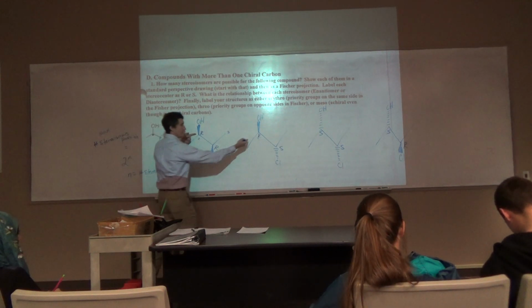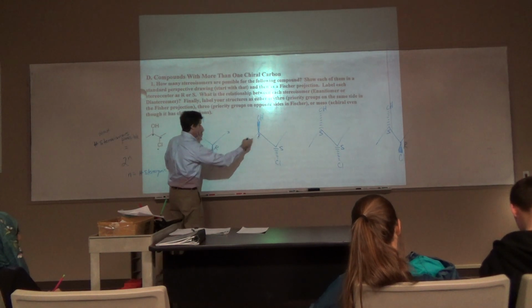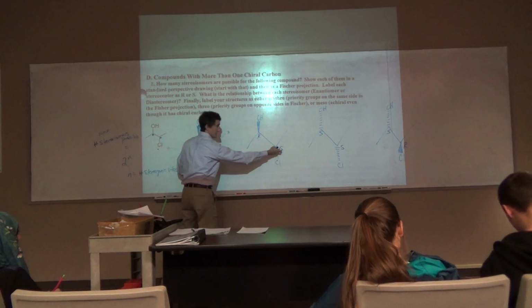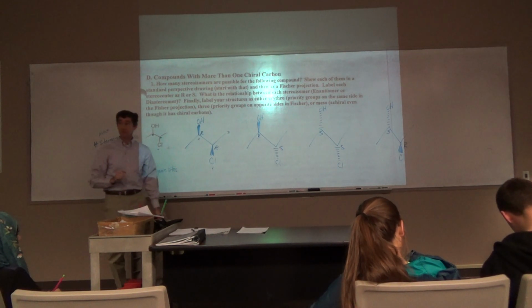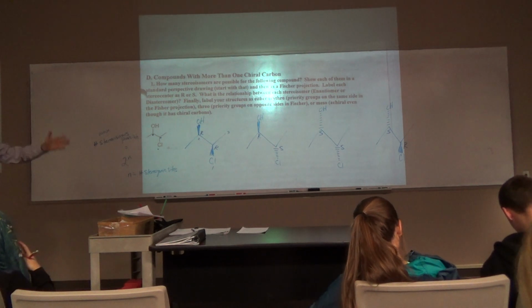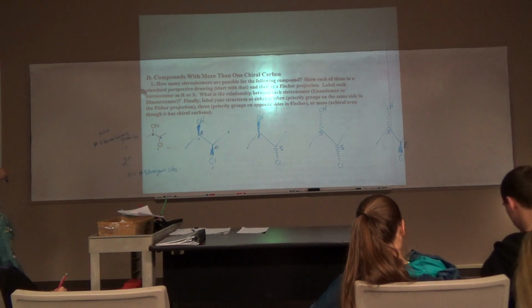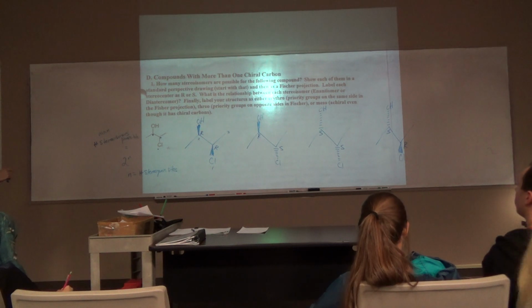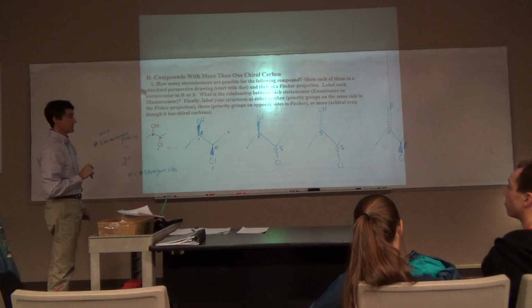Because if that's R, that's R, as long as the backbone doesn't change. If that's R, what is this one? S, because we switched the projection. So after we did the first one, we cheated. All right? But you understand that you can do that. All right?